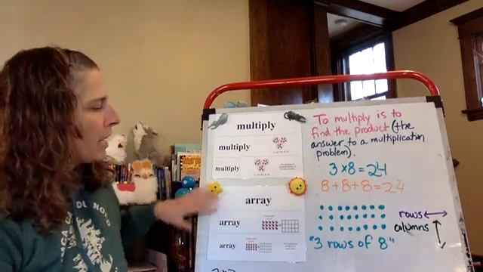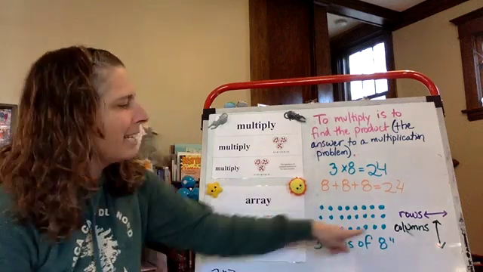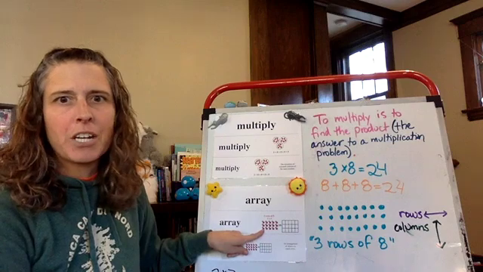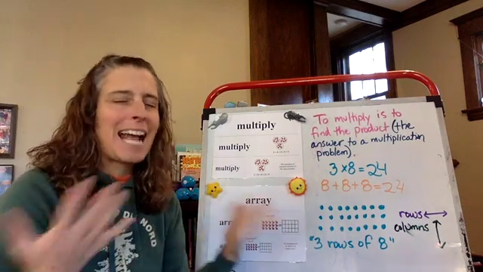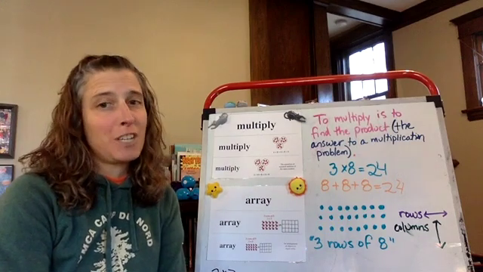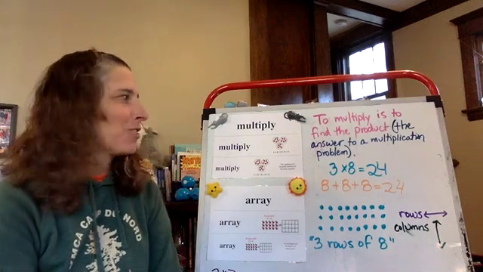But remember, arrays are arrangements of objects in equal rows, kind of like this right here, or like this grid that you can see, or these apples that are right here. The reason we use arrays is that it's a fantastic way to show multiplication and also division, showing groups of like items in a certain order.